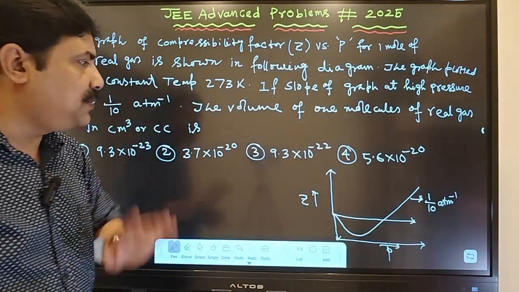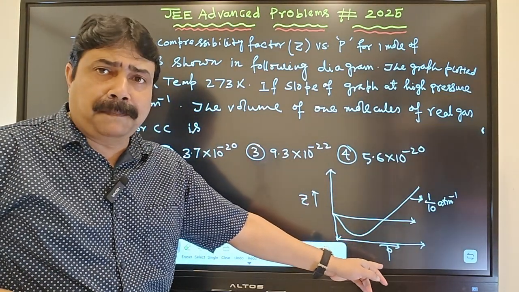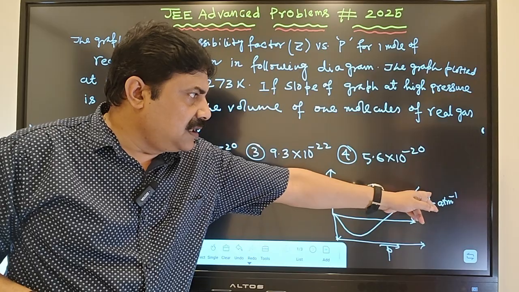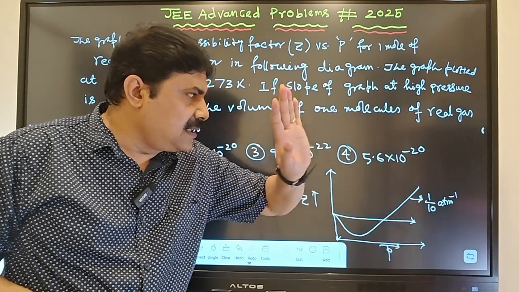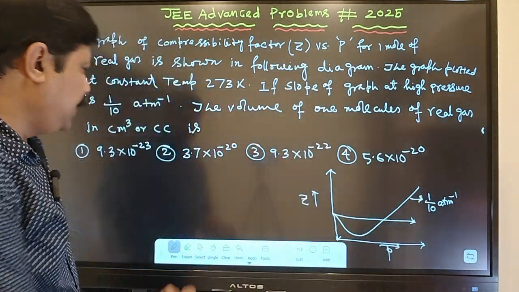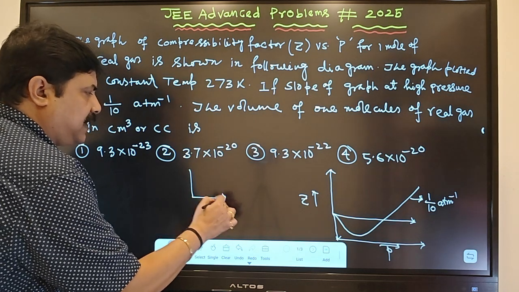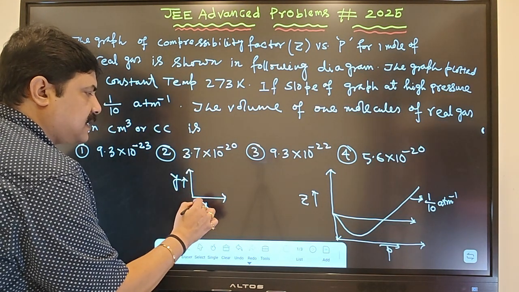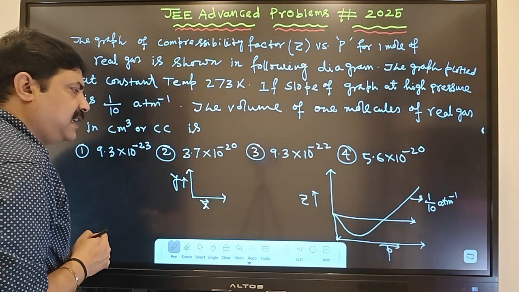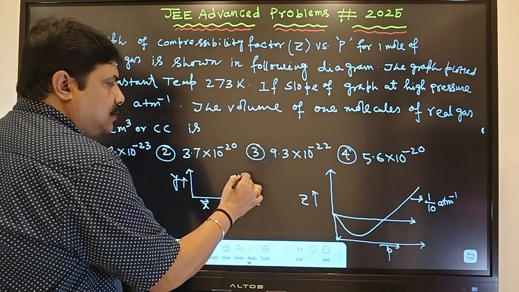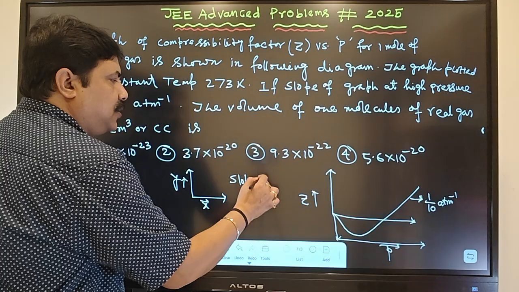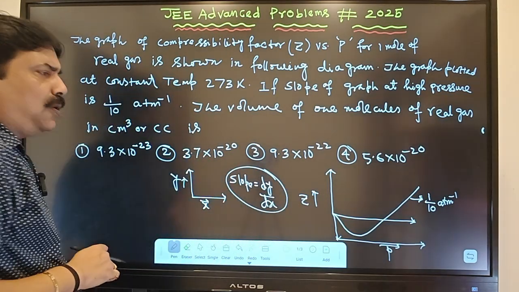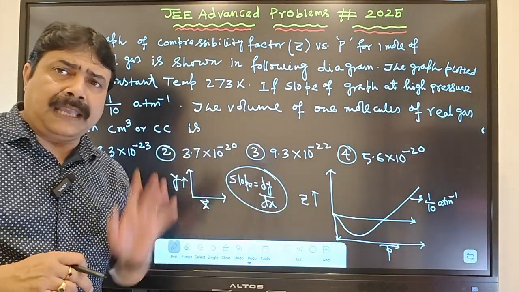Z, the compressibility factor, versus P plot they are giving, and the high pressure region slope they are giving, slope is 1 by 10. And now, this is very basic mathematics: if you have a y versus x plot, then your slope will be equal to, everybody knows, dy by dx. dy by dx equals your slope. Same thing we will apply over there.